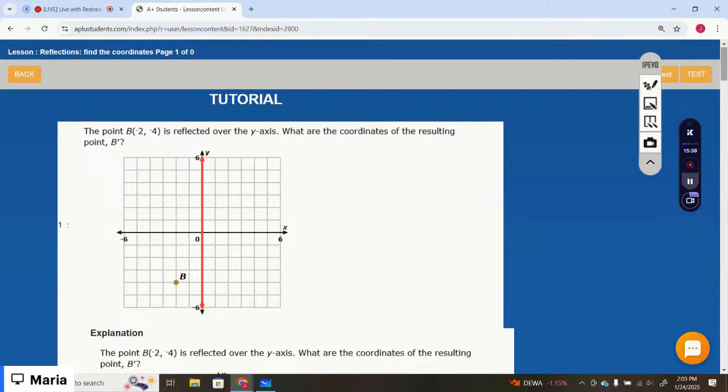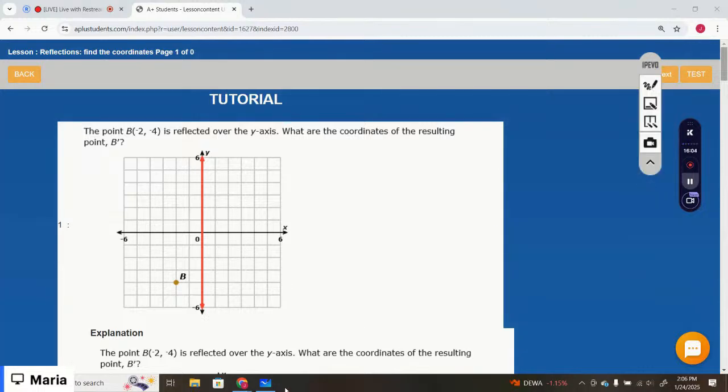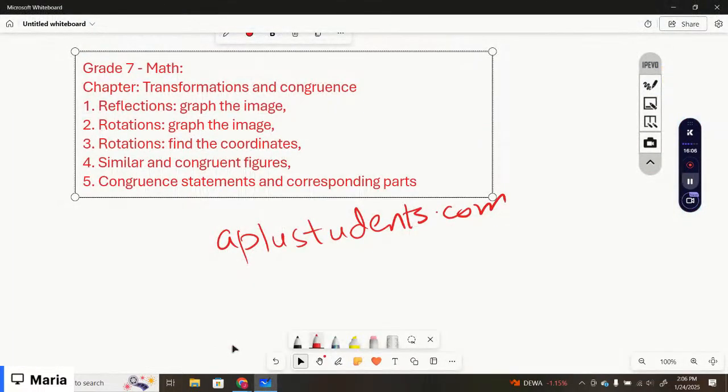The point B, -2, -4, is reflected over the y-axis. What are the coordinates of the resulting point B dash? I think that's the one we just did in the tutorial. Here is point B, right? That would be reflected over the y-axis. Yes, that is grade 7 math. The chapter name is Transformations and Congruence. Here you can see.